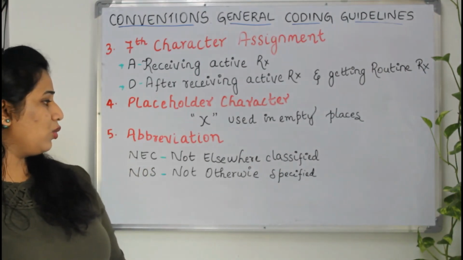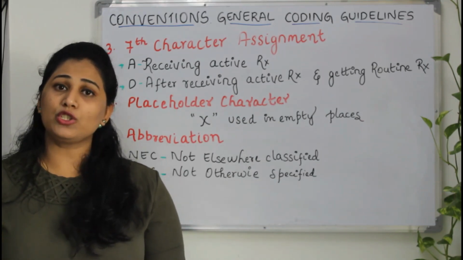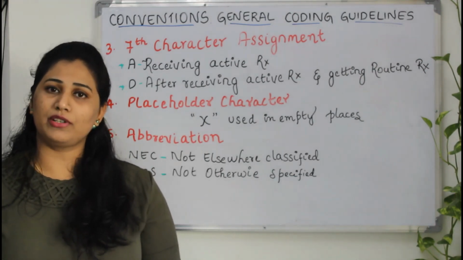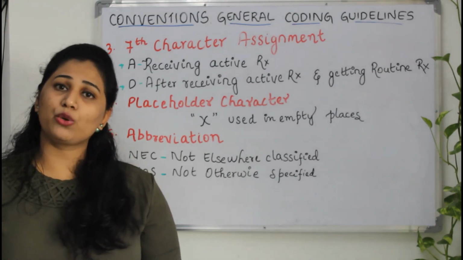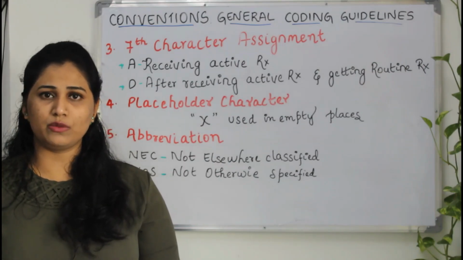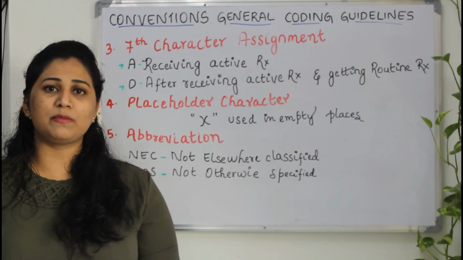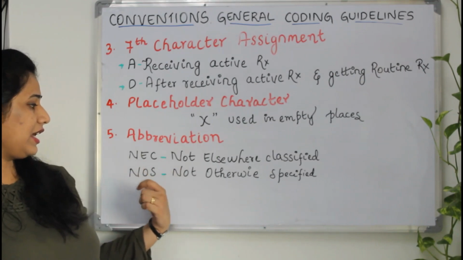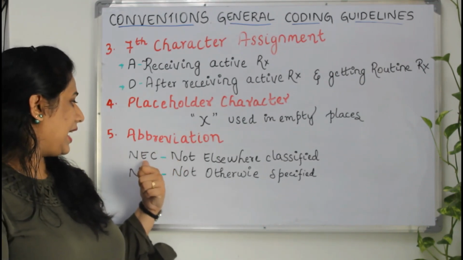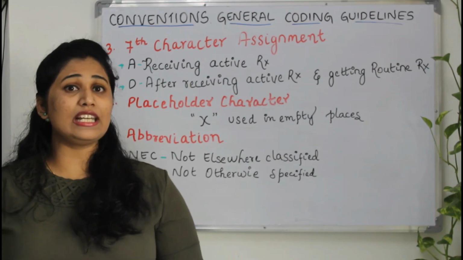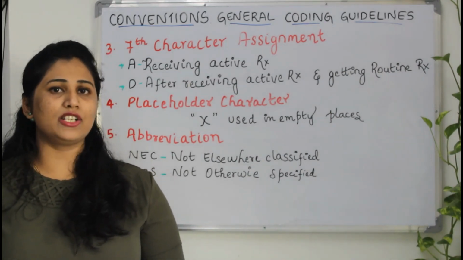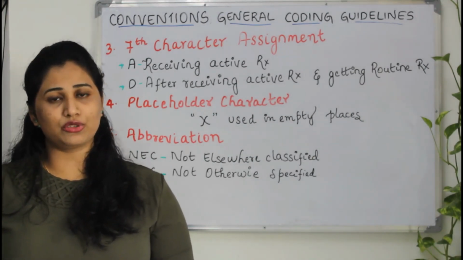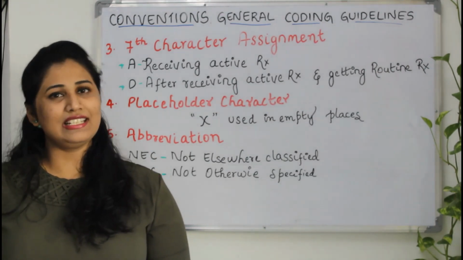Then what is NOS? Not otherwise specified. That means it is not clearly documented. It is either not clearly documented, or the doctor is not sure about that particular condition. That means it is a queried condition. The doctor is not sure about the condition which is mentioned, or it is not clearly specified in the medical documentation. So this is the NEC and NOS. The most commonly used one is NEC. In NEC, it is very clearly specified what the condition of that particular patient is. We are not able to get any other diagnosis. That is the only reason why we are using the NEC diagnosis.